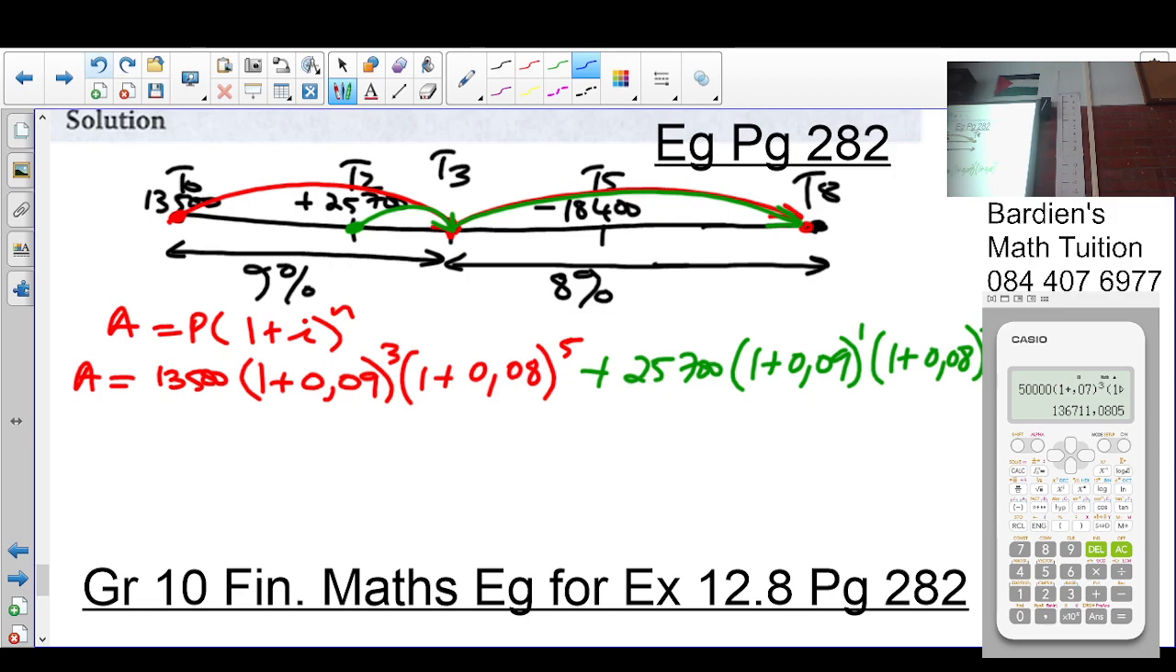Now we consider this to the end. So it's minus what? 18,400 into 1 plus 0.08 to the exponent. Okay, work that out.